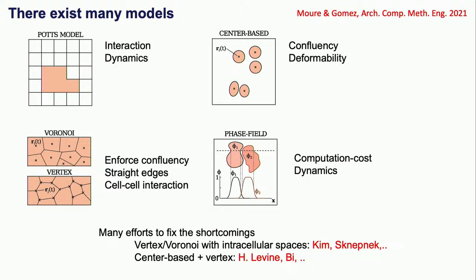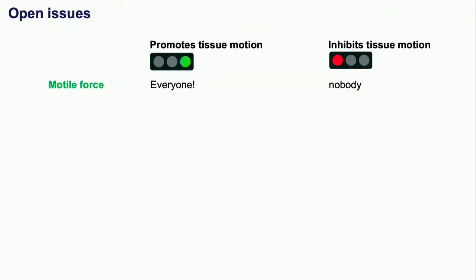And one consequence of this plethora of models is that there is actually not an agreement on what controls very simple, basic features of the behavior of tissue. So for instance, you may want to ask what is actually causing motility and what is actually trying to slow down motion. There is one thing on which everyone agrees: motility promotes tissue motion. You ramp up the motility and cells tend to move.